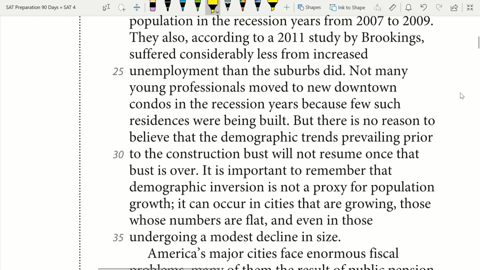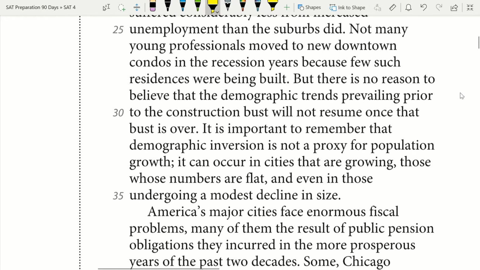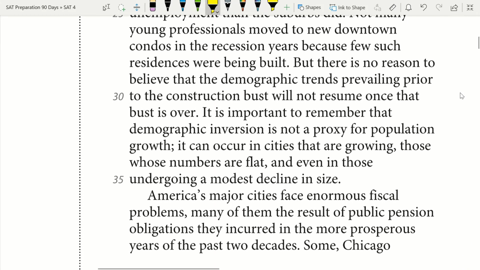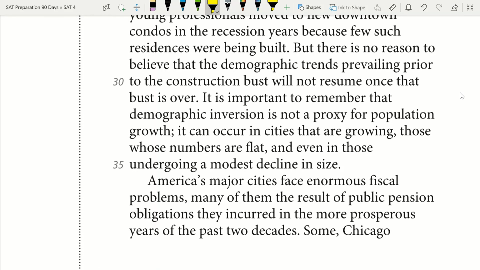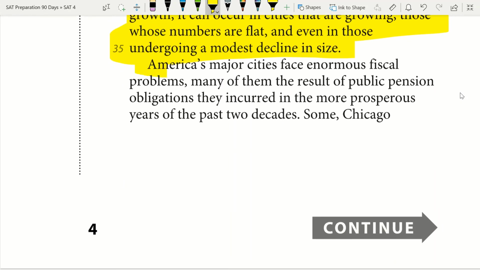Not many young professionals moved to new downtown condos in the recession years because few such residences were being built, but there is no reason to believe that the demographic trends prevailing prior to construction bust will not resume once that bust is over. It is important to remember that demographic inversion is not a proxy for population growth. It can occur in cities that are growing, those whose numbers are flat, and those who are undergoing a modest decline in size. America's major cities face enormous fiscal problems, many of them the result of public pension obligations they incurred in the more prosperous years of the past 2 decades.